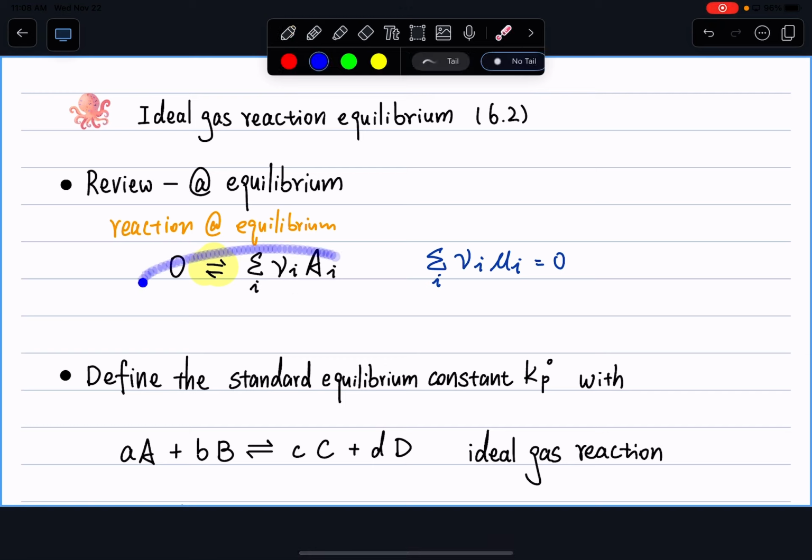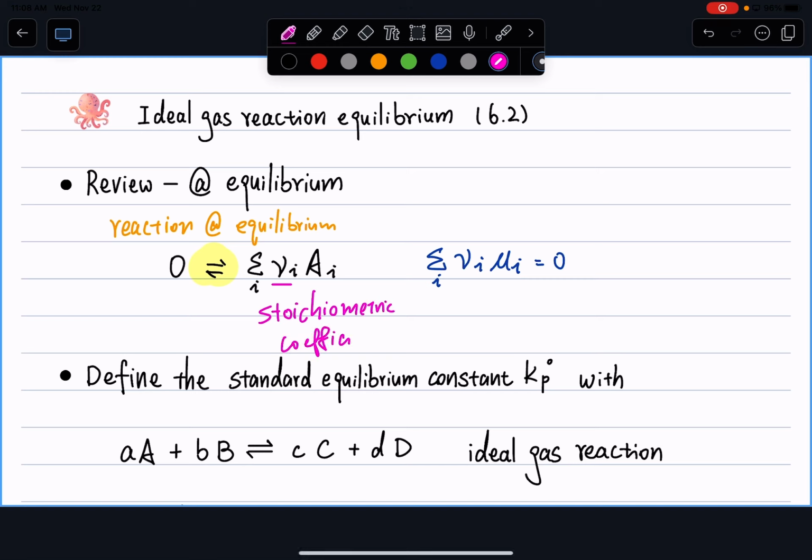Now, this is our general form of the reaction. This is our stoichiometric coefficient. And on the right-hand side, we know that at equilibrium, your delta G in this closed system equals 0. So this entire thing adds up to be 0, right? So your chemical potential times the stoichiometric number adds up to be 0. Nothing fancy, just write whatever you already know in the general equation form.